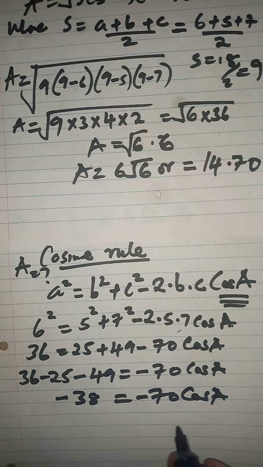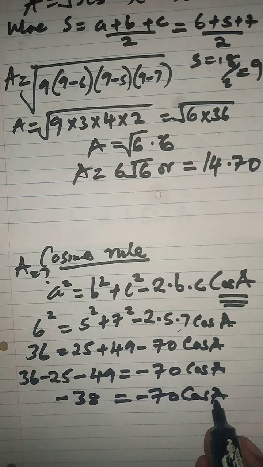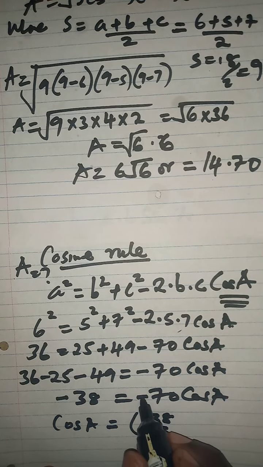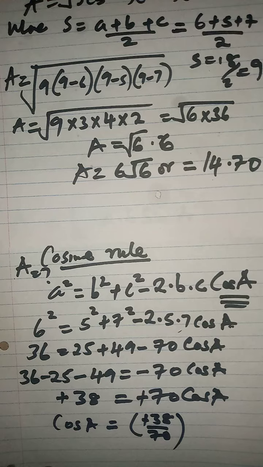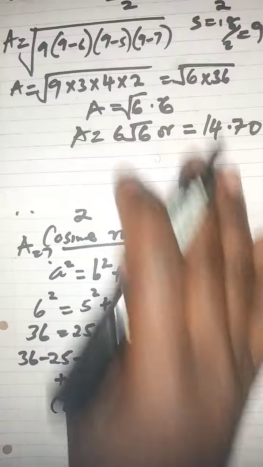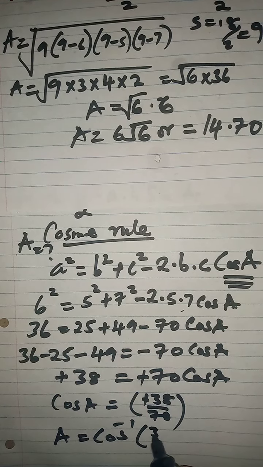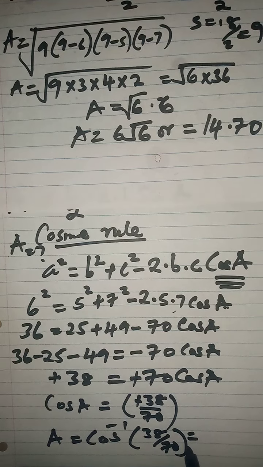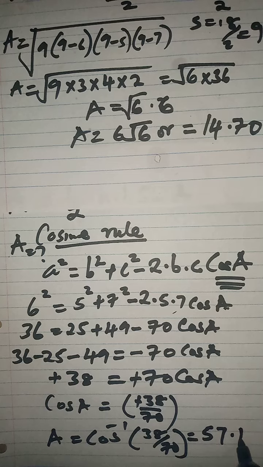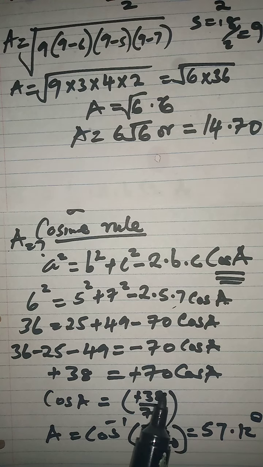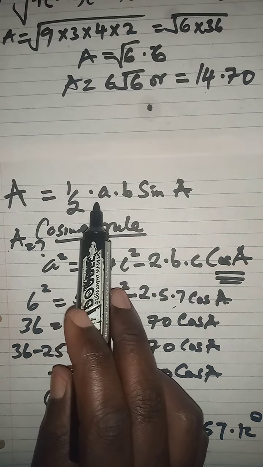So I can take 36 to this side, subtract 25, and subtract 49, which should equal negative 70 cos A. If you subtract, you're going to get negative 38 is equal to negative 70 cos A. Meaning, to find the value of A, cos A is equal to negative 38 divided by 70. Of course, when you divide, negative and negative cancel. So for me to find the value of A, I'm going to take the cos inverse of 38 over 70, which gives me 57.12 degrees as the value of angle A, which I'm going to use in this sine formula.